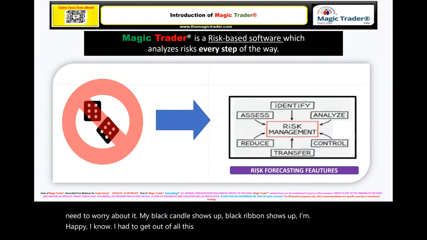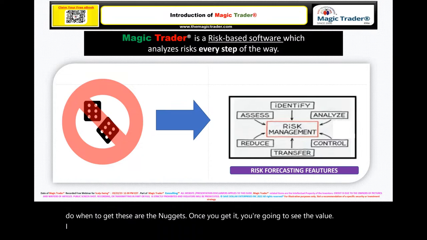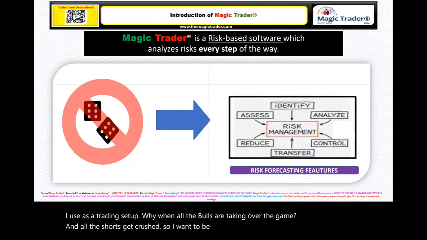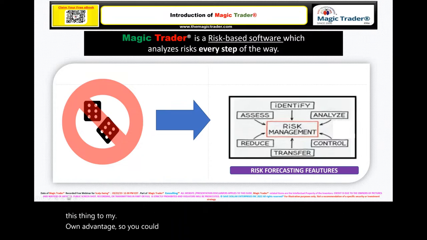So in a lot of trading difficulties, what you need to do is know when to get out. These are the nuggets. Once you get it, you're going to see the value. And I use it as a trading setup. Why not? When all the bulls are taking over the game and all the shorts get crushed, I want to be in there earlier than everybody else. So I use this to my own advantage, and you could do the same thing.